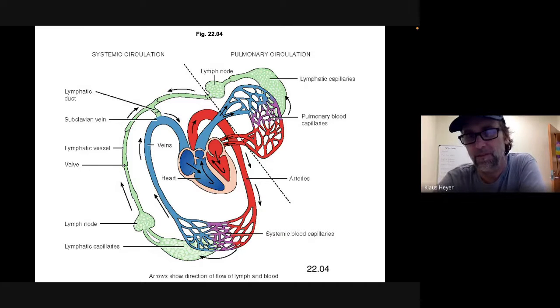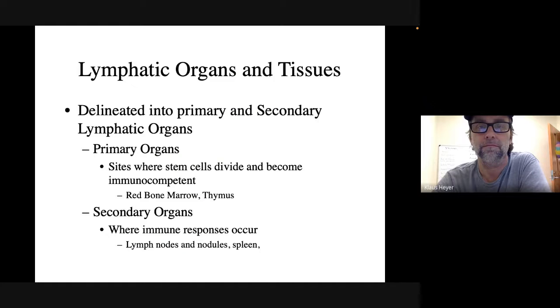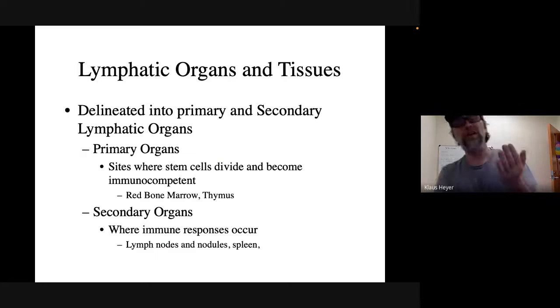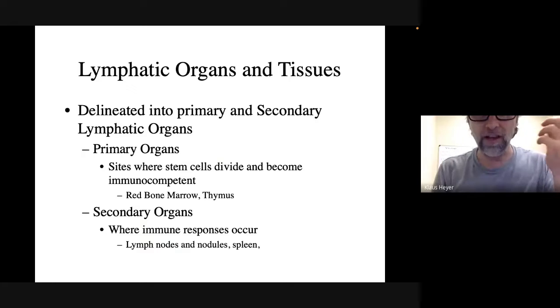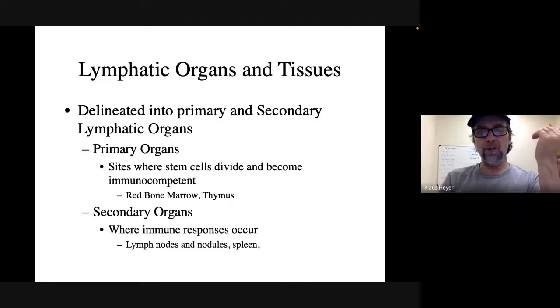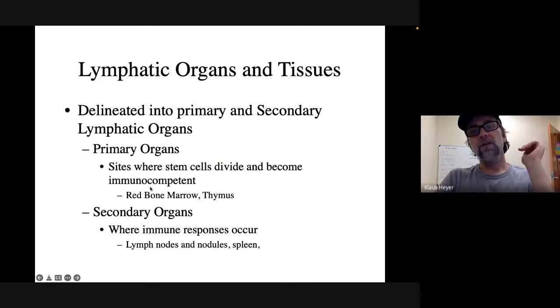But let's leave this slide. All right, let's talk about some of the tissues and organs of the lymphatic system. We can divide it into primary organs and secondary organs. All right, so the primary organs are, as you see here, the red bone marrow and the thymus.